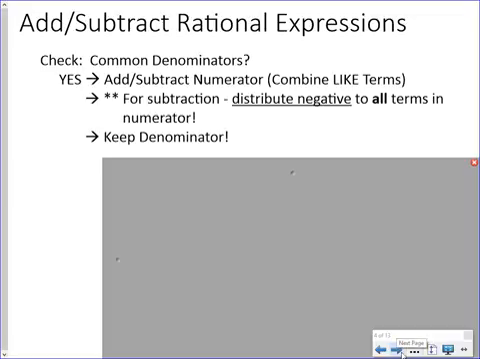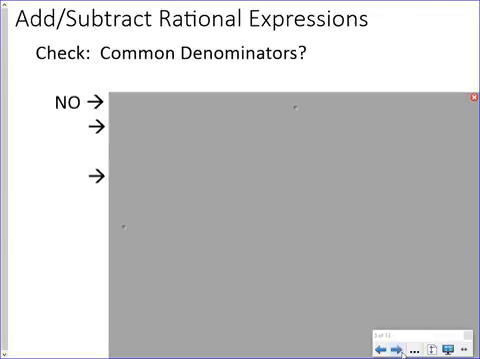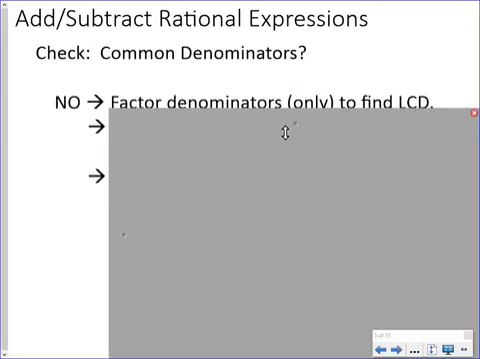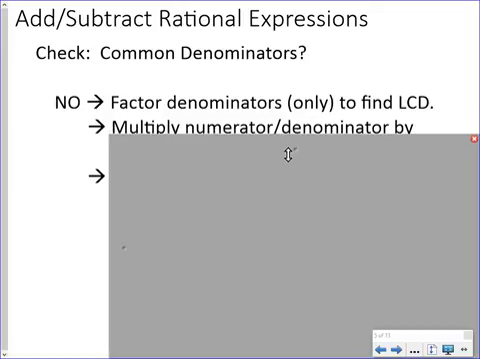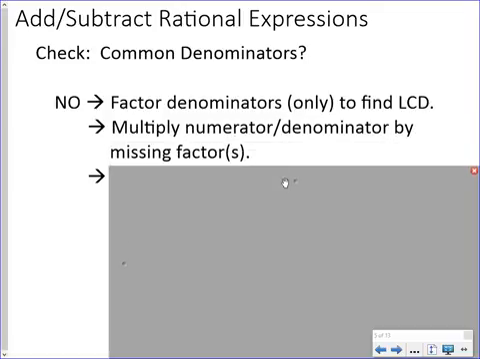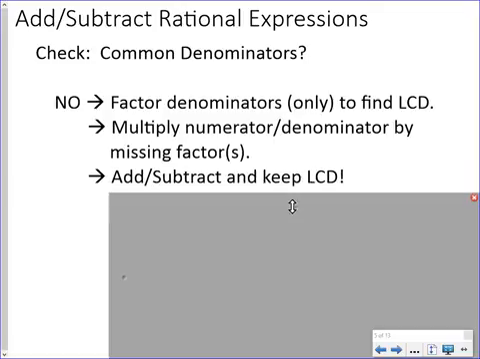If you found out that the answer to your question of common denominators was no, some things you should have talked about in your small groups were you would factor or look at the factors in the denominator to find the least common denominator. That's called the LCD. You would have to multiply both the numerator and the denominator by any missing factors. And then all your work will be up in the numerator, so you're going to add and subtract like terms in the numerator again, and you're going to keep your denominator or your LCD once you find it.